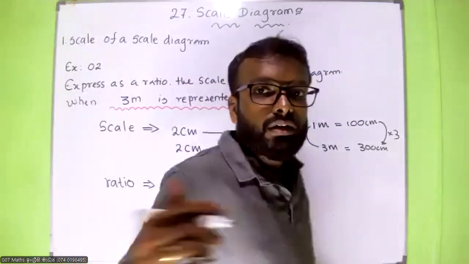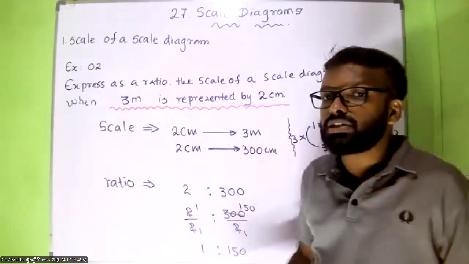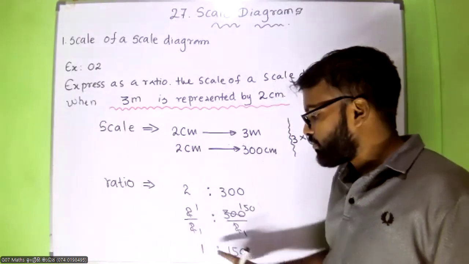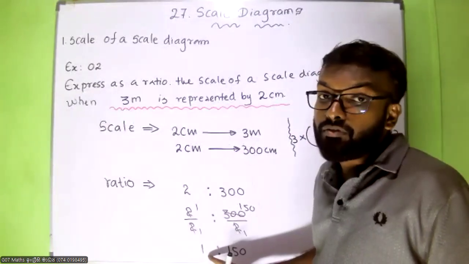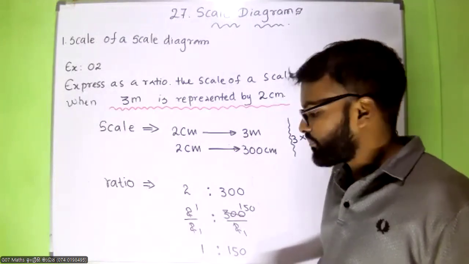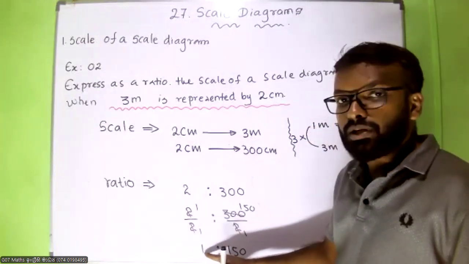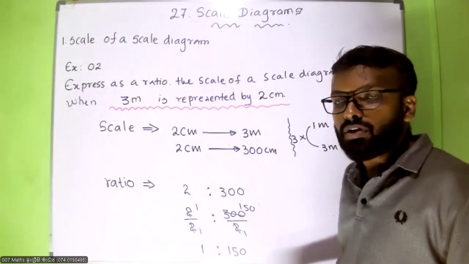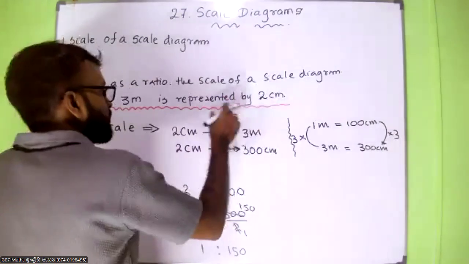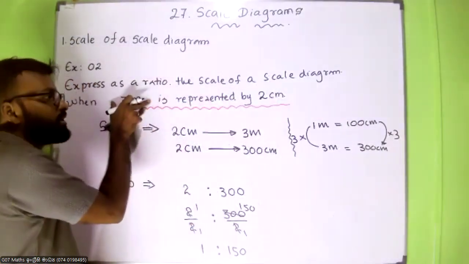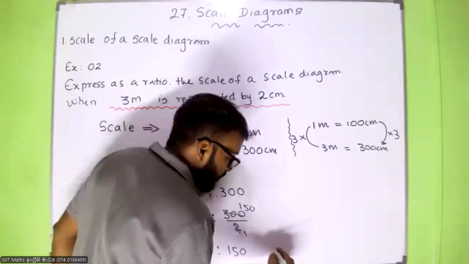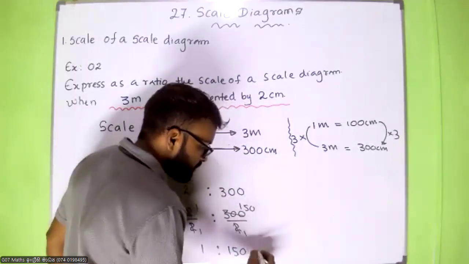So now this is the ratio. What is the meaning of this? By using 1 centimeter, we can represent 150 centimeters. So 150 centimeters is represented by 1 centimeter. If you want, you can write it, but no need to write. So this is your ratio.